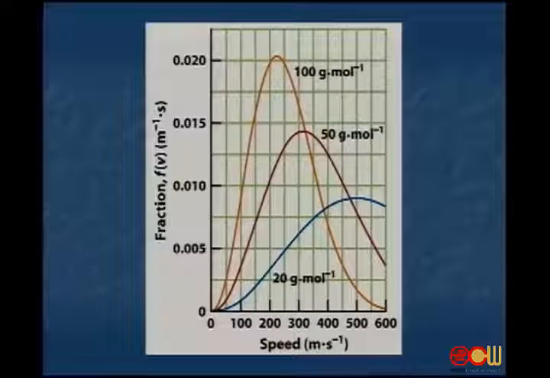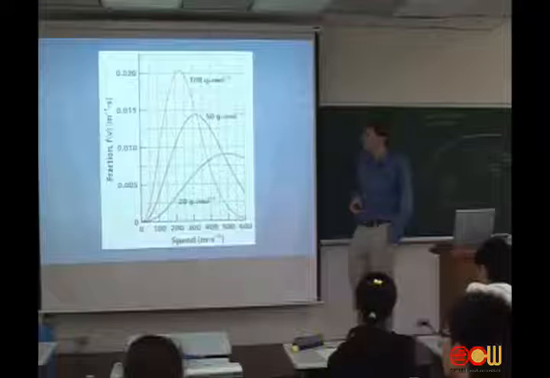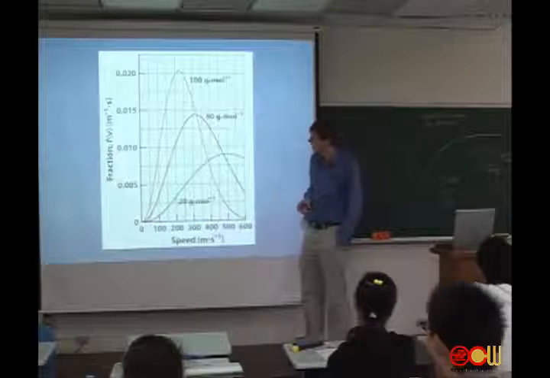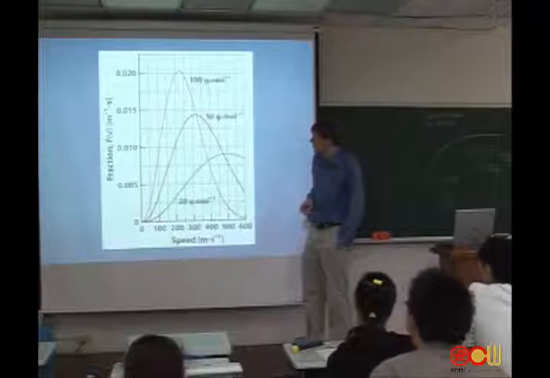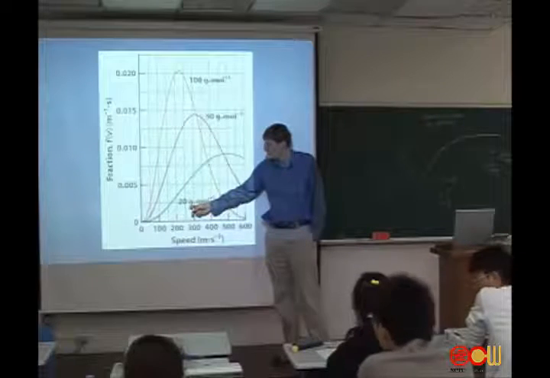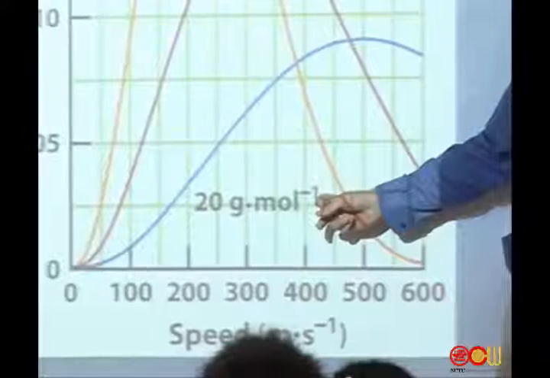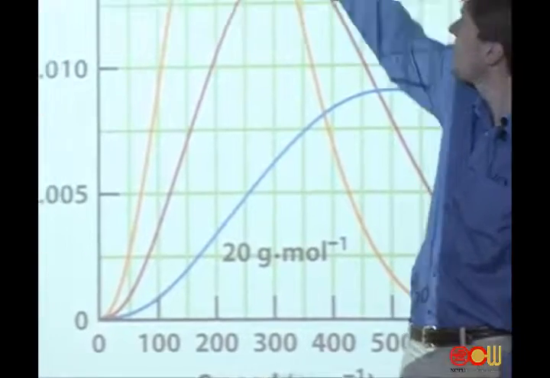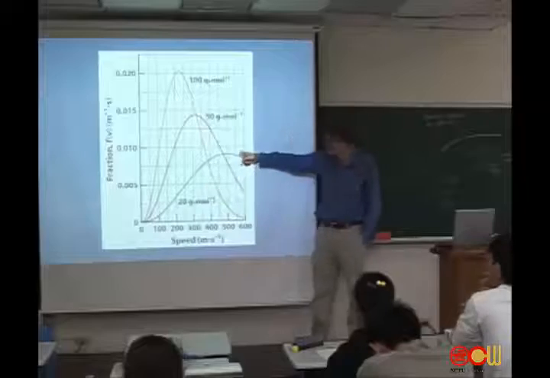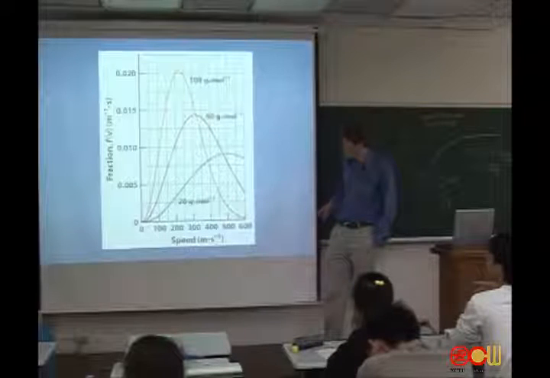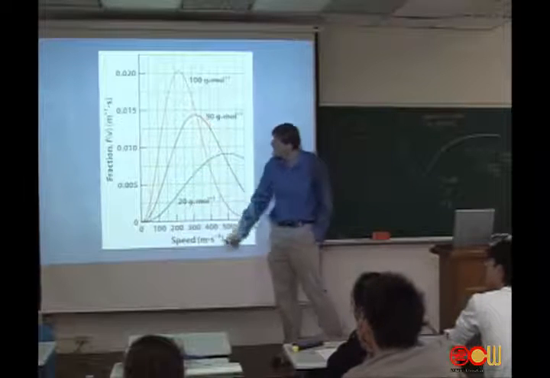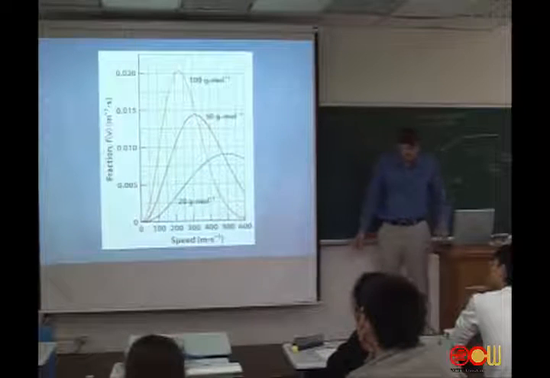This is the distribution law of velocities, the so-called Boltzmann law, for different molecules. It's for a molecule that is very light, 20 grams per mole, so the molar mass is small, and for molecules that are heavy, 100 grams per mole. You see that the light molecules have a larger distribution of speeds. It means that they can go faster than the heavy molecules, which can only go slower. But the kinetic energy is the same.